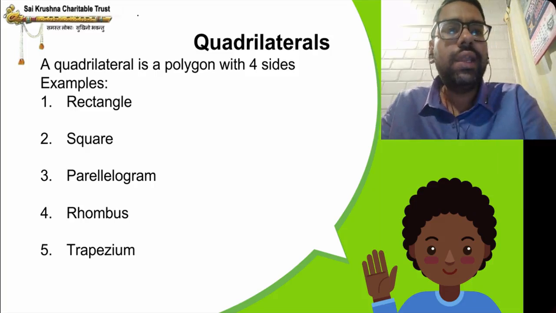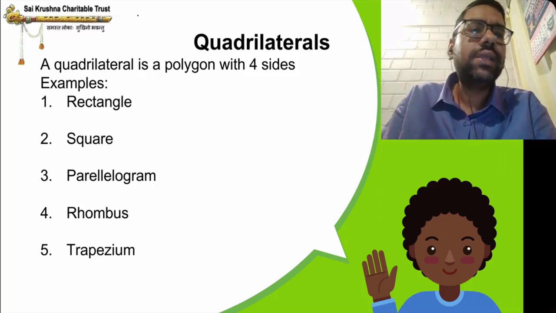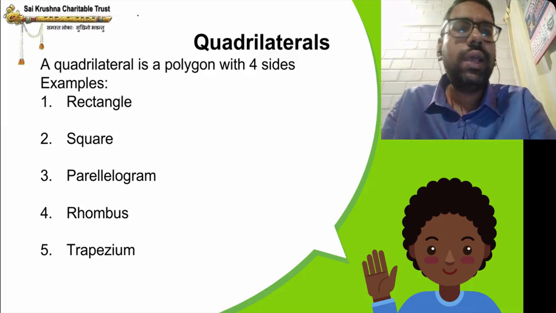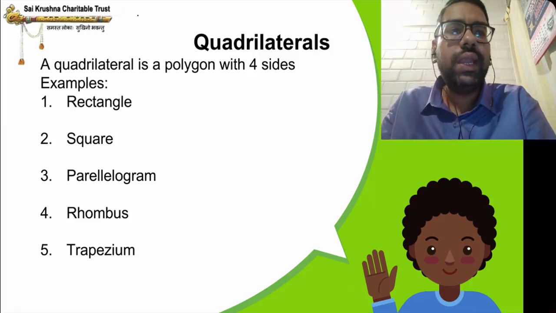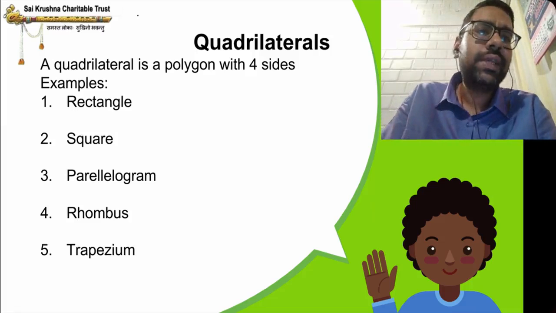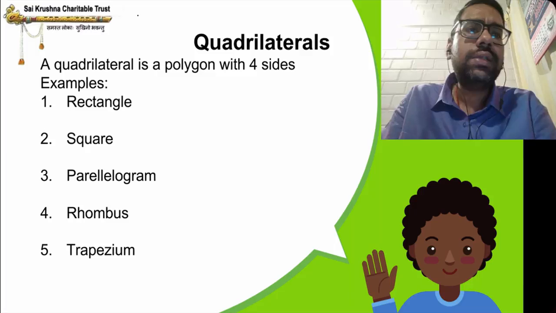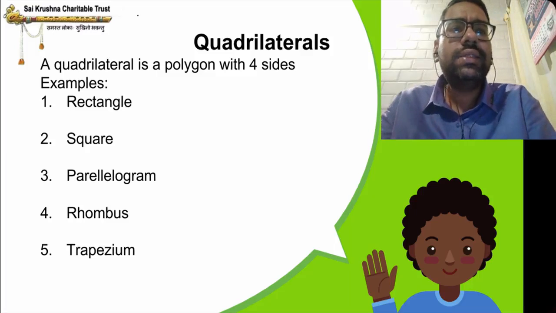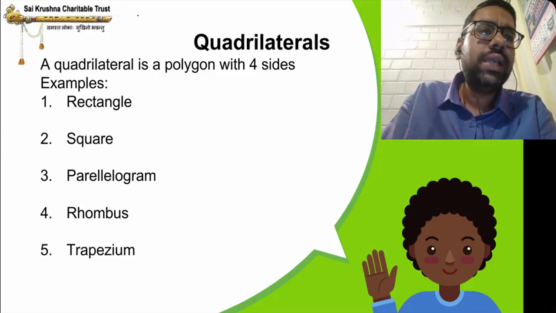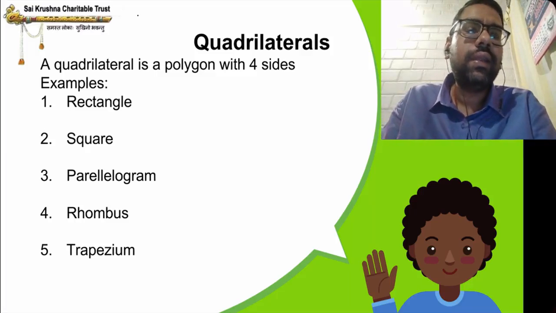Acute angle means when an angle formed is less than 90 degrees, it's called an acute angle. When an angle formed is greater than 90 degrees and less than 180 degrees, it is called an obtuse angle. When an angle formed is 90 degrees, it is called a right angle. When an angle formed is 180 degrees, it is called a straight angle. When an angle formed is greater than 180 degrees and less than 360 degrees, it is called a reflex angle. When an angle formed is 360 degrees, it is called a complete angle, right?